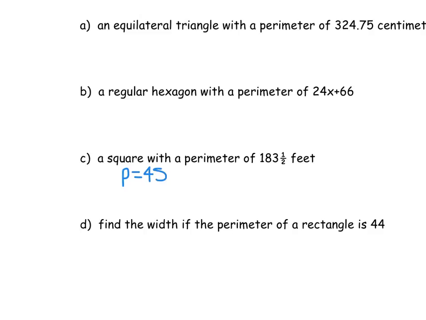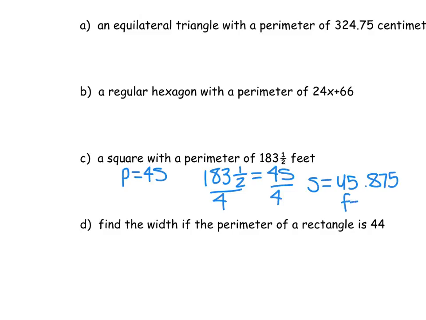So the perimeter of a square is 183.5. So 183.5 feet equals 4 times the side, since the square has 4 equal sides. So if we take 183.5 and divide it by 4, each side is going to be 45.875. Okay, it'll be in feet.